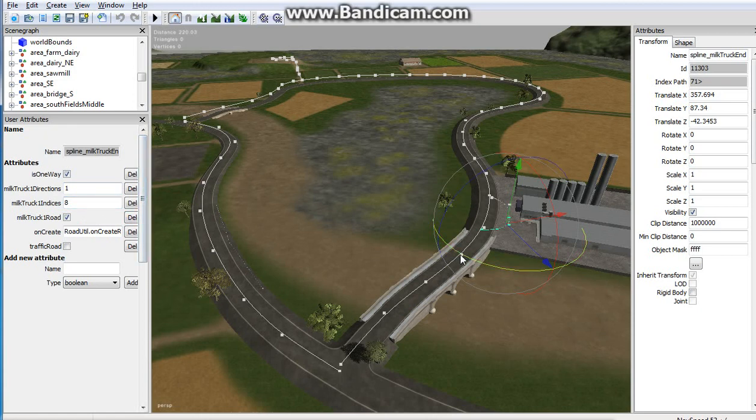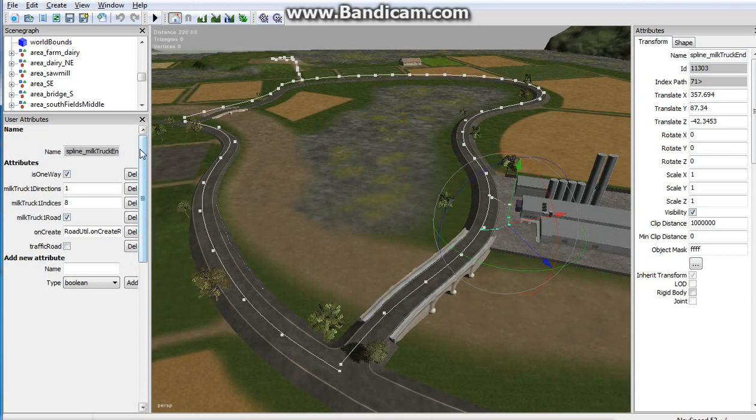Now, as far as I can determine, you can only have like 6 splines with a total of 8 indices. That's what they used in there. I'm thinking that's what the game recognizes. Any more than that, and milk truck is going to go to Never Never Land or something, I don't know. But that's it in a nutshell.